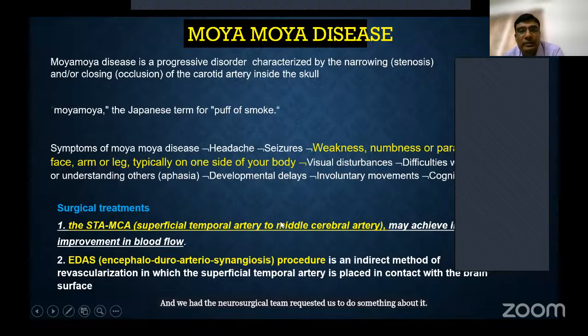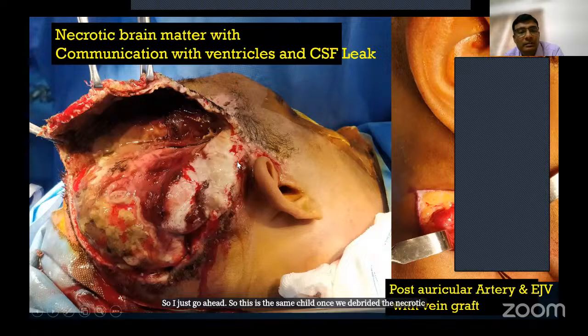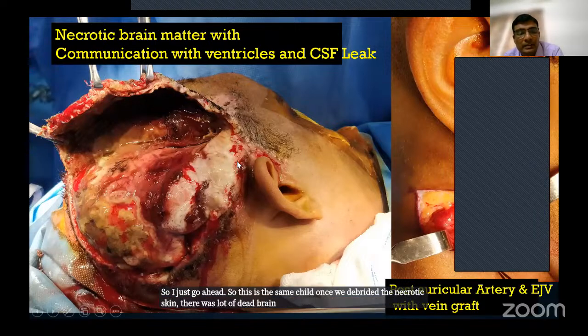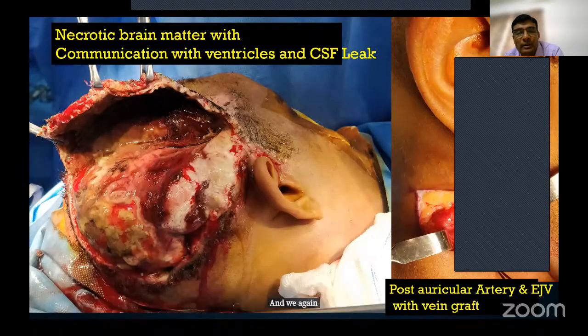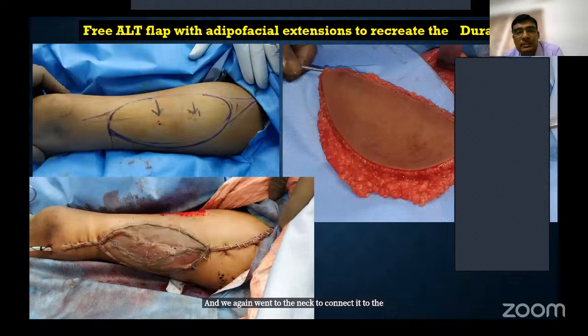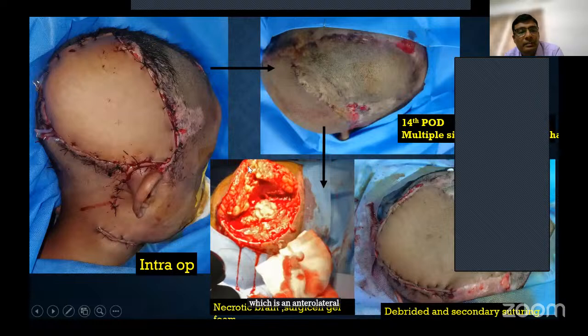And I don't need to explain to neurosurgeons what moyamoya is, so I'll just go ahead. So this is the same child. Once we debrided the necrotic skin, there was a lot of dead brain and other hemostatic agents like Surgicel and Gelfoam, which was all debrided. And we again went to the neck to connect it to the blood vessels and took the muscle-skin flap, which is an anterolateral thigh flap. And we were able to get a good closure of the defect.